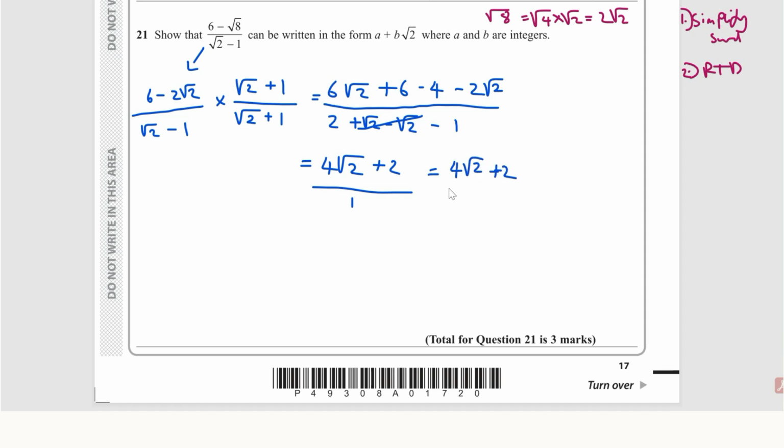And we're going to just rearrange this for the question, where we have the integer first and then the surd after. And as you can see, that is now in the same format as requested in the question, a plus b root 2, where a equals 2 and b equals 4.